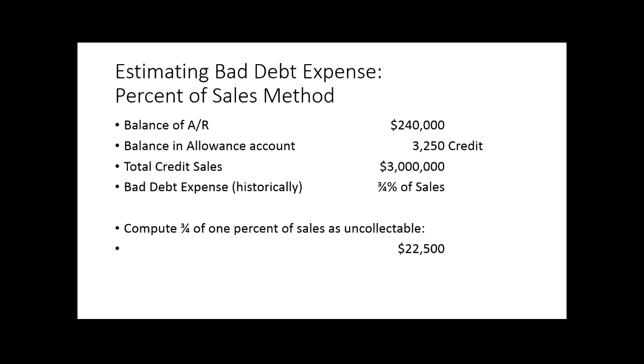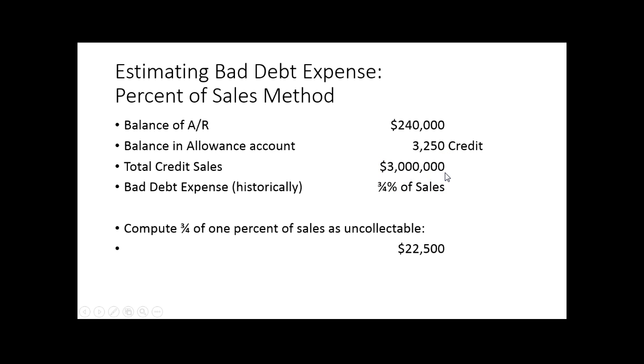Okay, you can estimate the bad debt expense two ways. One, the percent of sales method. If you look here, we have the balance of accounts receivable at $240,000. I don't care about that. The balance in the allowance for doubtful accounts account, I really don't care about that. Credit sales, not all sales, credit sales. Cash sales are collected immediately, so we don't have to worry about that. But they have credit sales of $3 million.